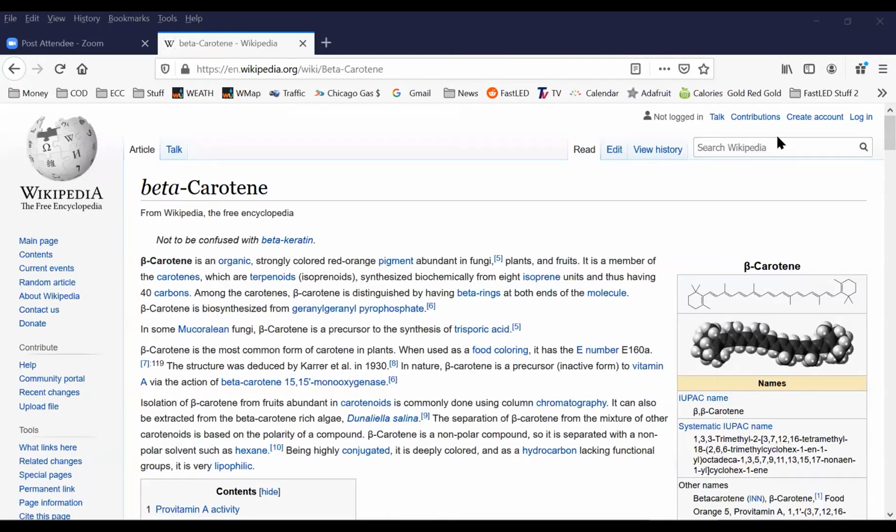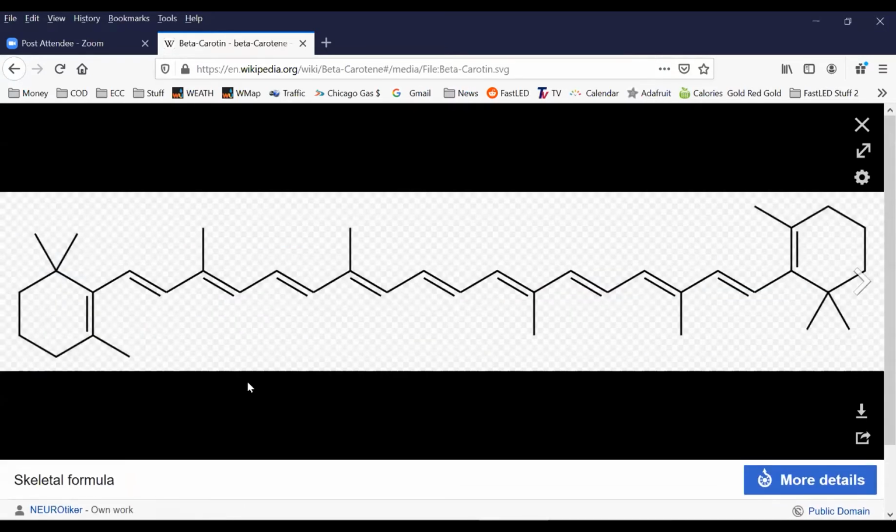Called beta carotene. And hopefully you all see on your screen beta carotene. And here's the structure. Do not write it down. I don't expect you to learn it, but this is the line method.